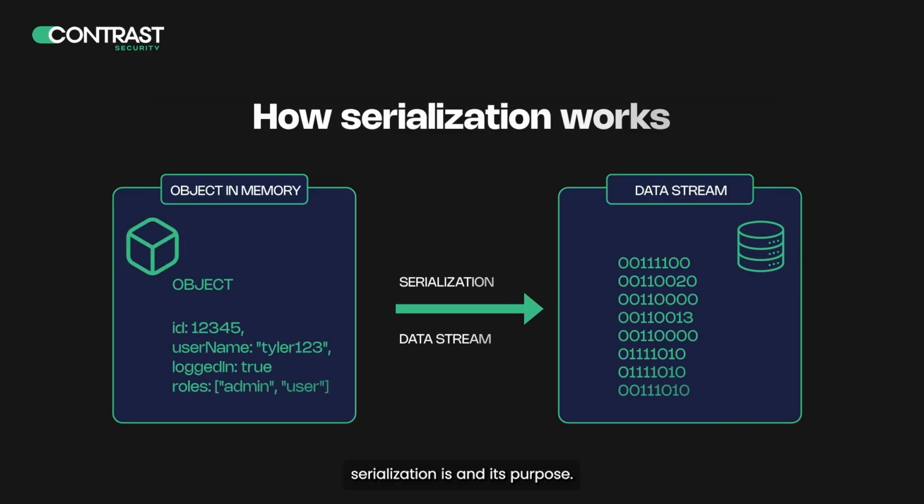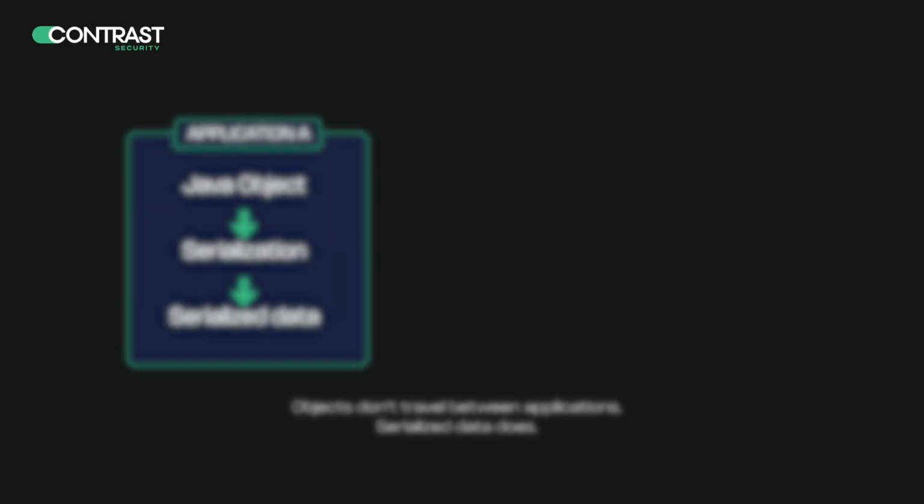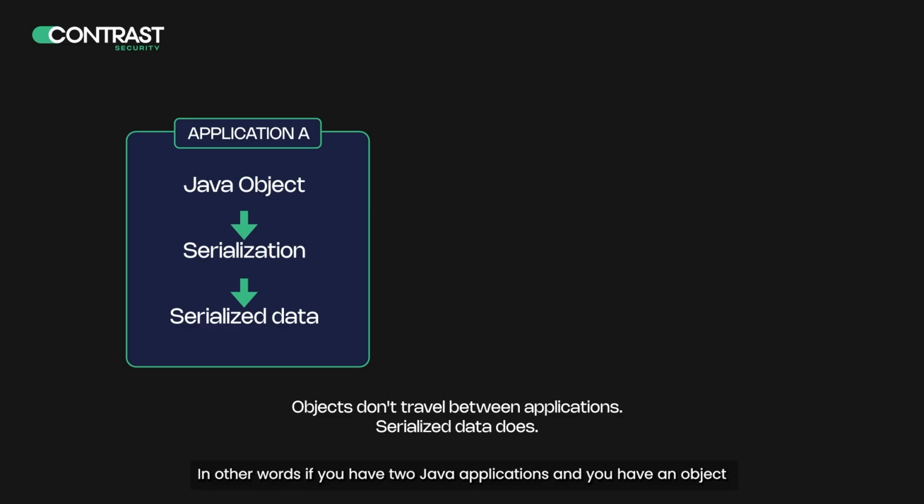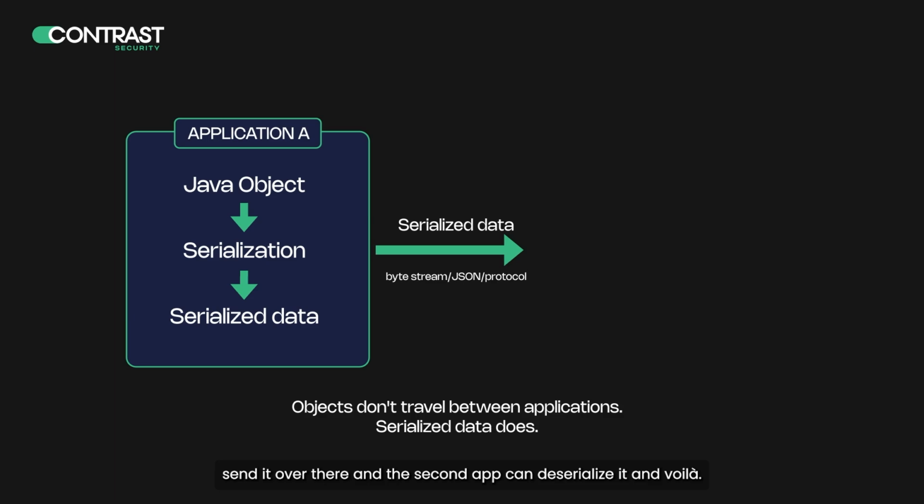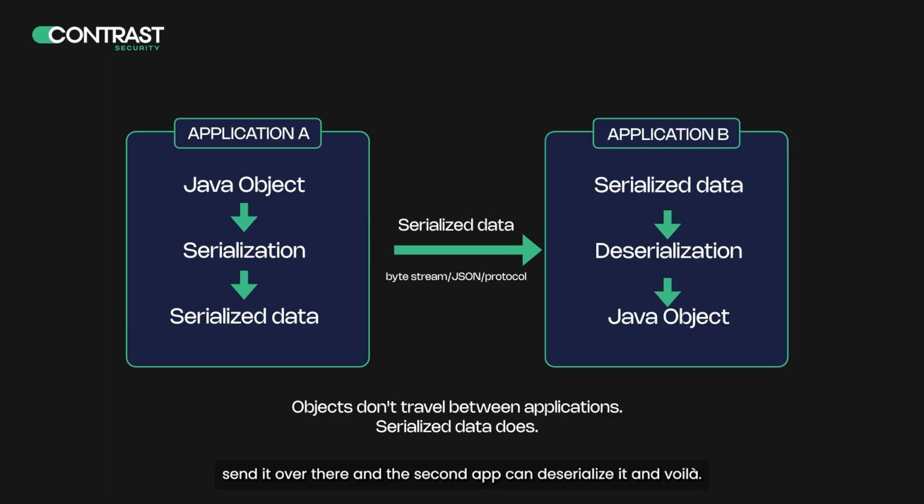Before we can talk about deserialization, we probably should talk about what serialization is and its purpose. So serialization is the process of converting a data structure or an object into a format that can be easily stored or transmitted. In other words, if you have two Java applications and you have an object in one application and you want it in the other one, you can serialize it, send it over there, and the second app can deserialize it, and voila. Now it has the same object in memory, just like the first app. All the methods and attributes are all right there.